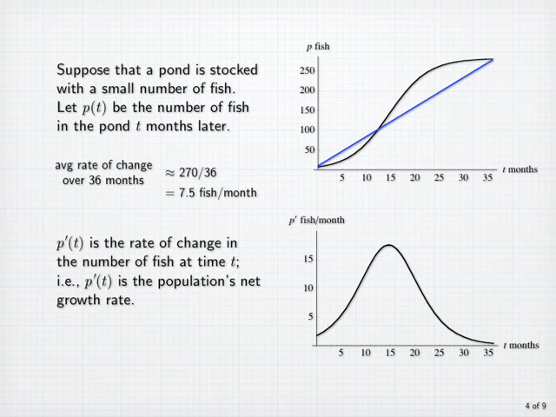Now let's notice that there are actually two times at which the tangent line to the graph of P is parallel to the secant line. In other words, there are two times at which the instantaneous rate of change is exactly the same as the average rate over the entire interval. Those times are simply the times when P prime has the value of 7.5.